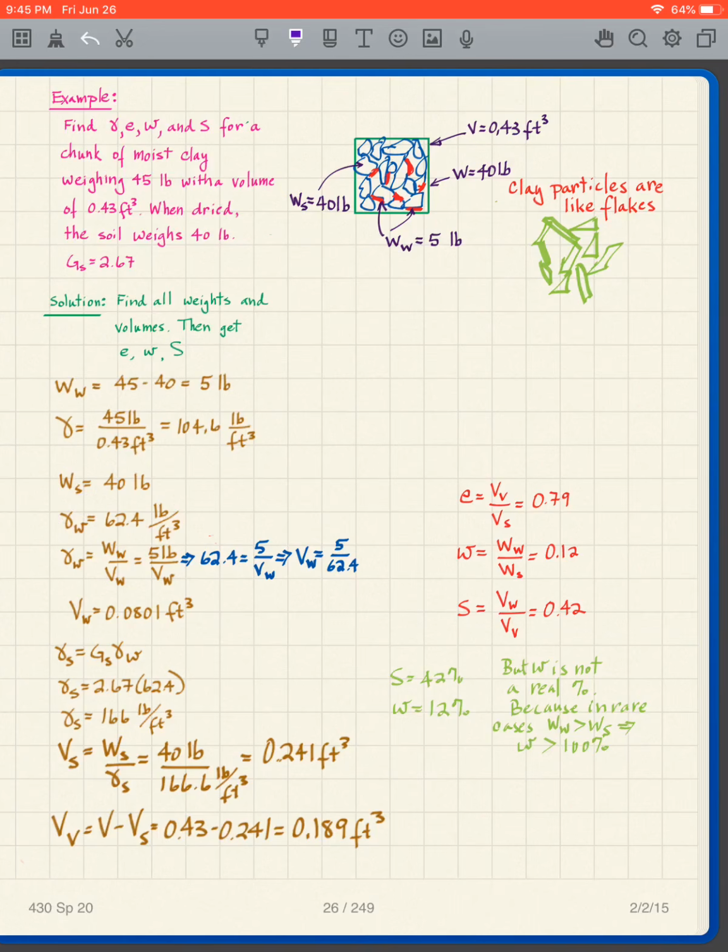And so we can get the volume. Our goal is to get the volume of the water at one point, or not our goal, but we need to get that along the way. And how do I get that? Well, I know that the density of water is weight of the water over volume of the water. I know the weight of the water, so I can solve for the volume of the water. Solving this equation, 62.4 is equal to 5 over volume of the water. I solve for the volume of the water, I get 0.0801 cubic feet.